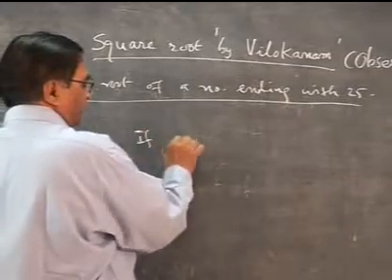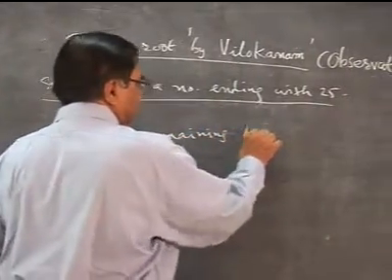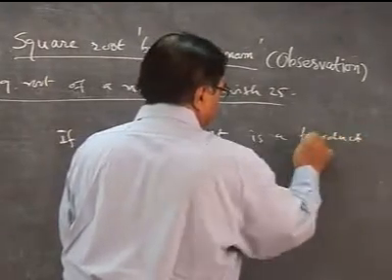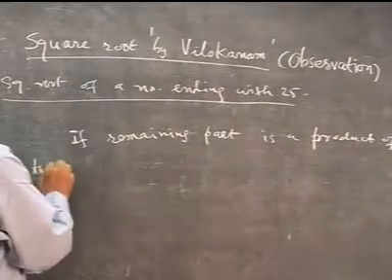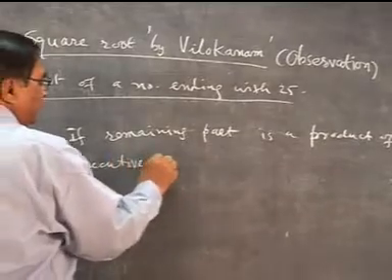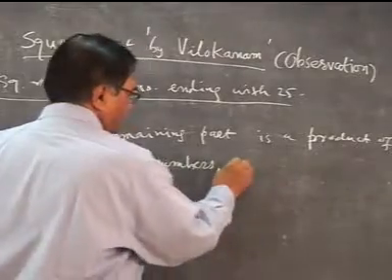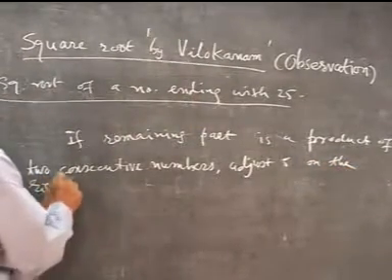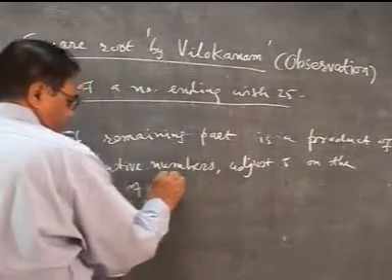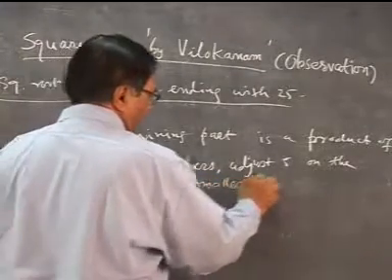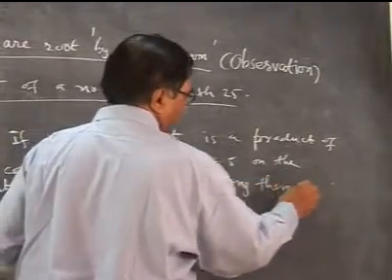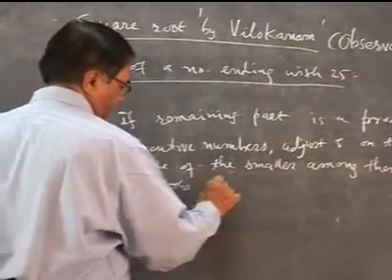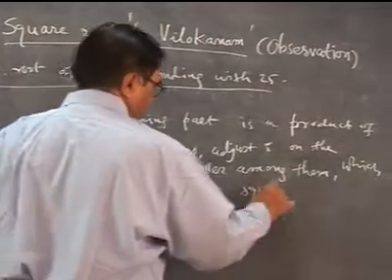If the remaining part is the product of two consecutive numbers, adjust 5 on the right side of the smaller among them, which gives you the required square root.